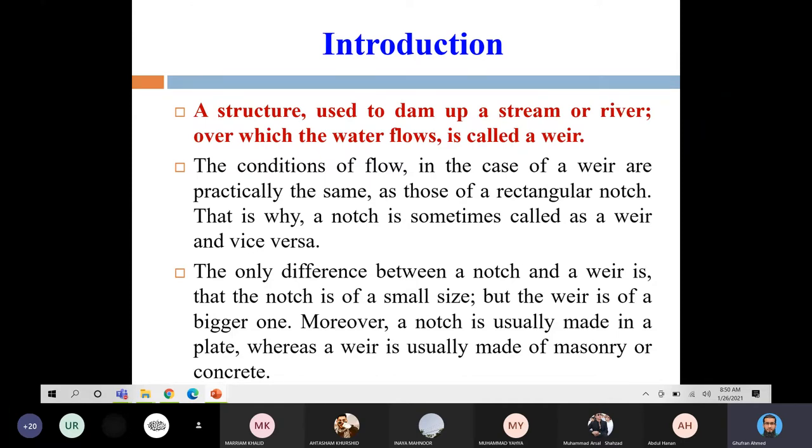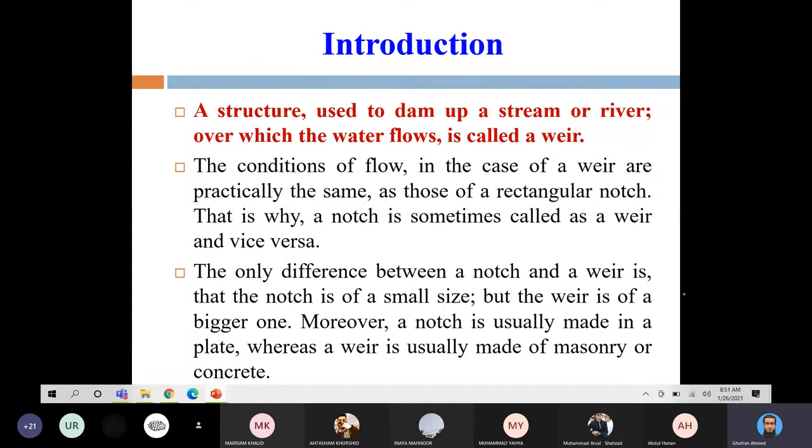A weir is a structure which is used to dam up a stream or a river over which water flows. Dam up means that it is just like a barrier which is constructed in the way of a river, and which actually increases the water level. How does it increase the water level?